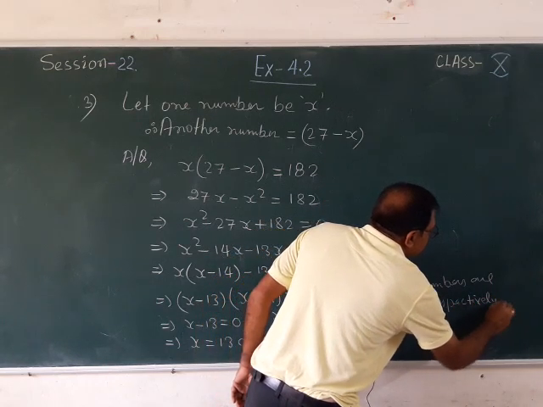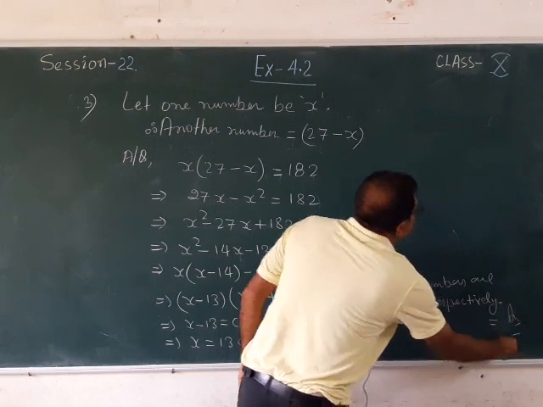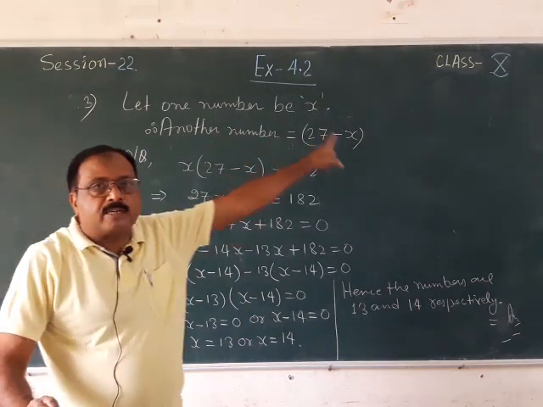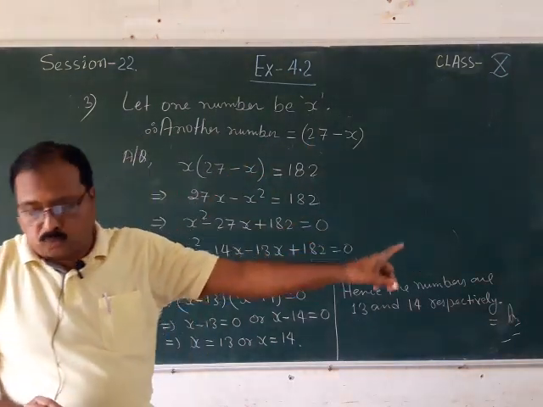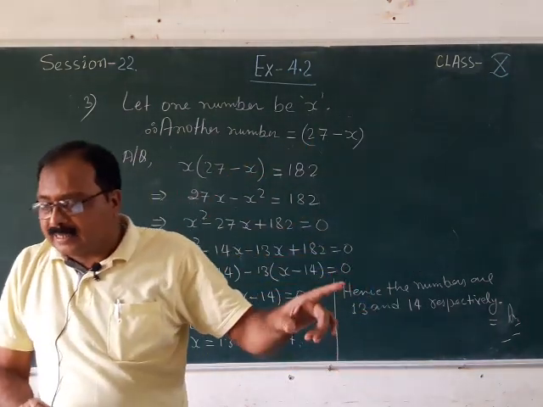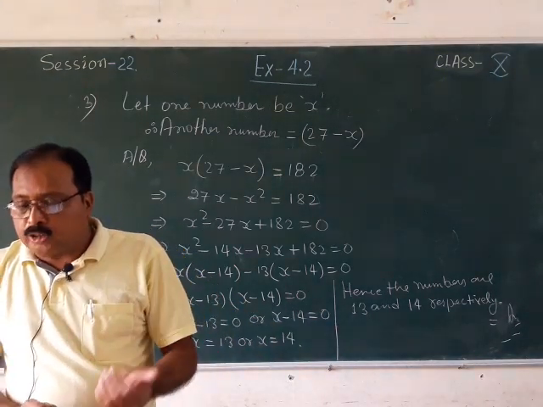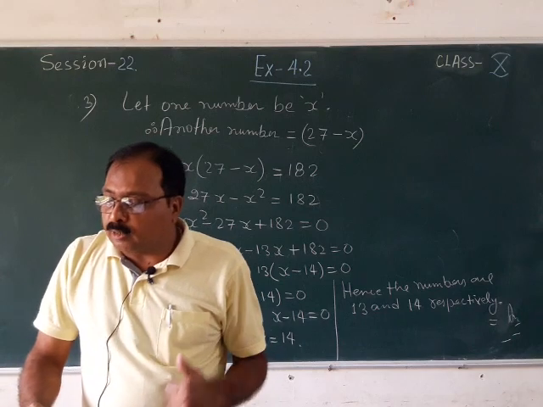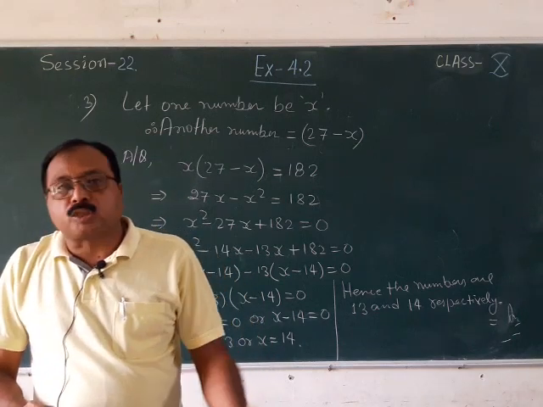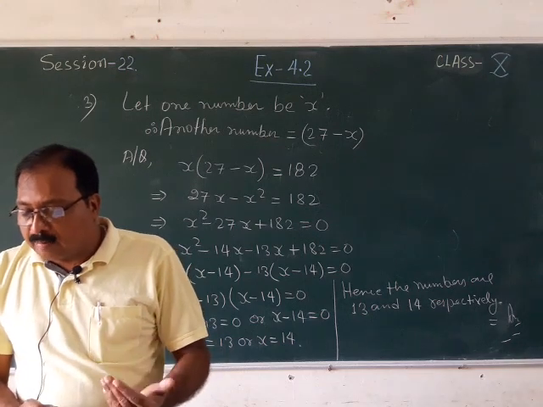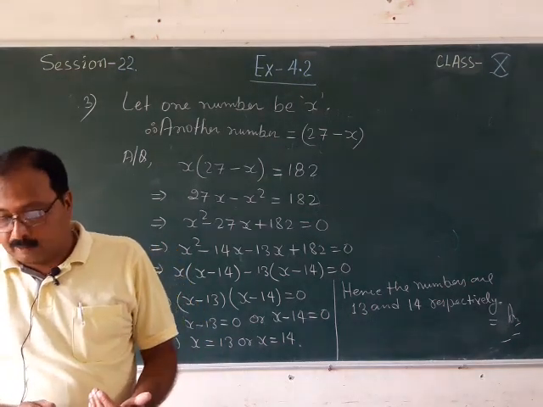Like that you can write your answer there. So in this way you can solve question number 3 of exercise 4.2. So question 3 is done in the same manner. Question number 4, find two consecutive positive integers, sum of whose squares is 365. That I am leaving upon you to do.